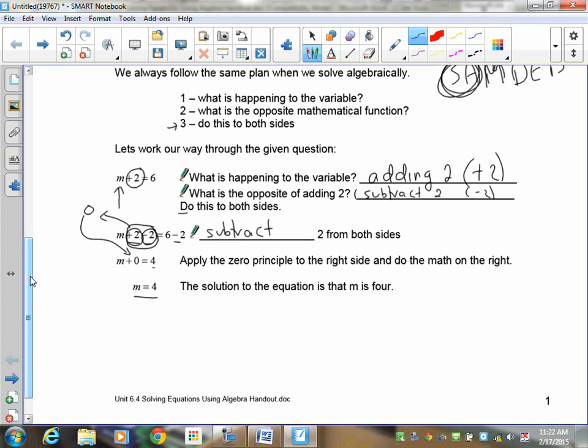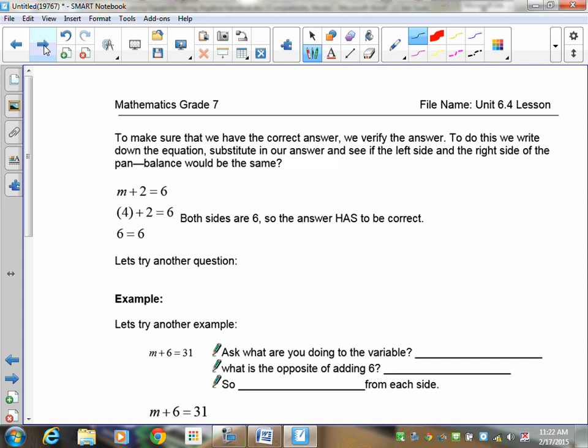So you identify what you're doing to the variable. You figure out what it is you have to do to undo that. And then you do it to both sides. And of course, your solution is what's remaining when you're finished. Okay, turn the page. So let's take a look at how we figure out whether you did it correctly.